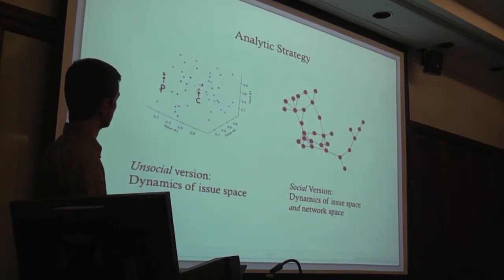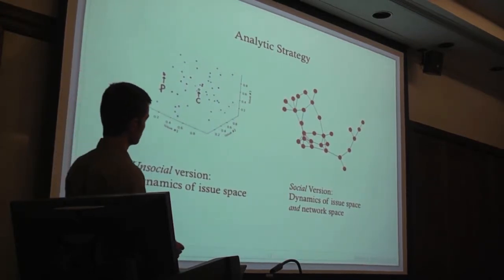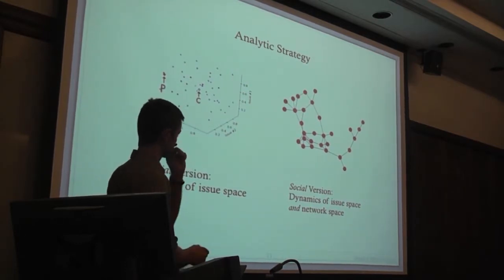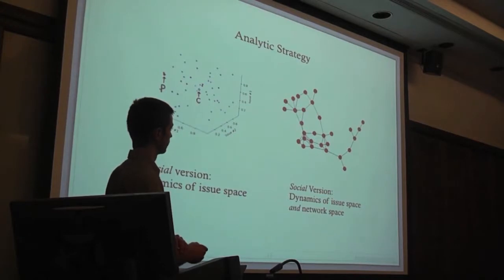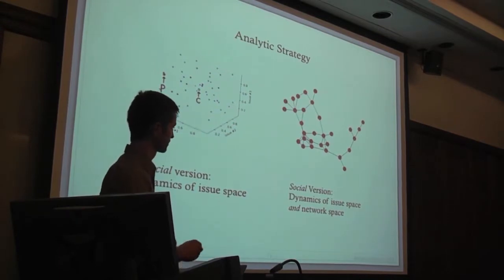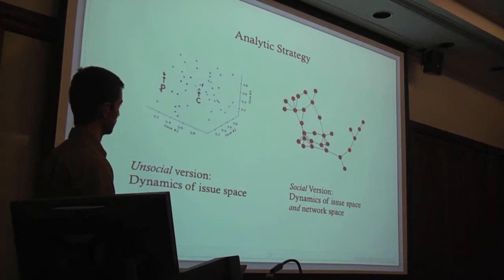So this, in a sense, doesn't have any social processes in it. We aren't considering the network of relations that these agents might have. For the second stage, we're taking this network and mapping it into this space, and drawing the ties between the agents. I'll explain a little bit in a minute what exactly the effects of this network embeddedness are.